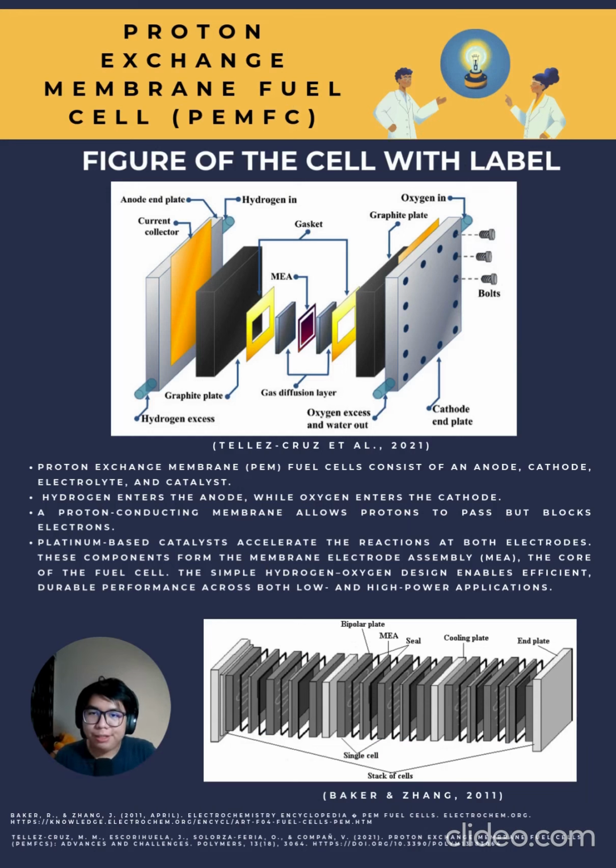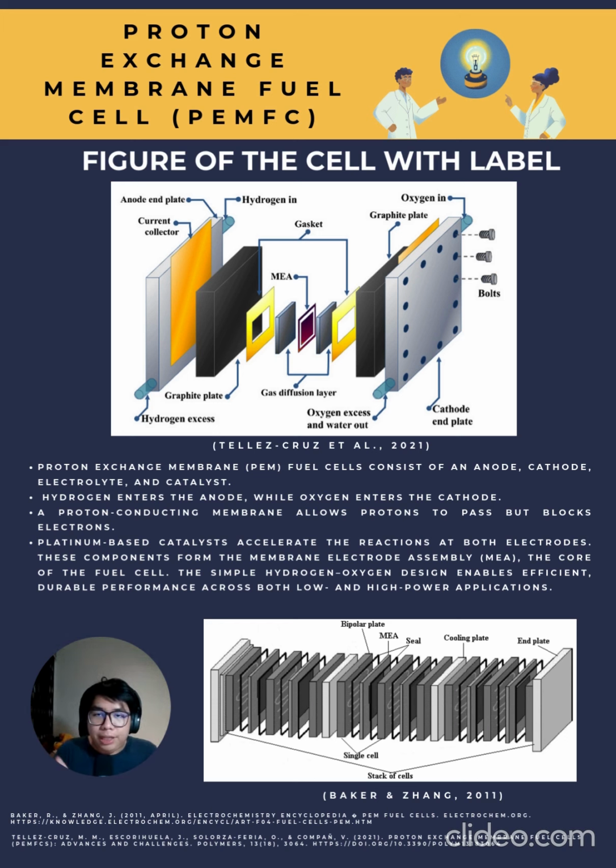Hello, my name is Daniel Harris, matrix number 82503, and I will be explaining the figure and the list of labels for our proton exchange membrane fuel cell. Based on the figure above, the main basic components of a PEM fuel cell include the anode and cathode, electrolyte, and the catalyst. The anode is the negative electrode where the hydrogen gas is fed. The cathode is the positive electrode where the oxygen gas is fed. The electrolyte is a proton conducting membrane that only allows protons to pass through while blocking electrons. And the catalyst, usually made of platinum, is used to speed up the reaction at the electrode.